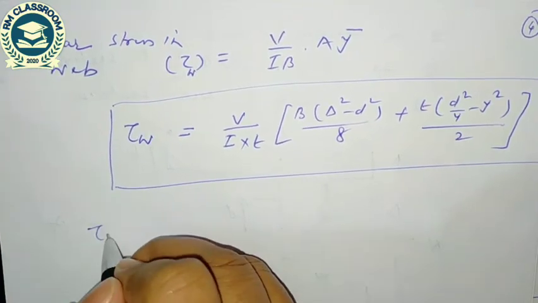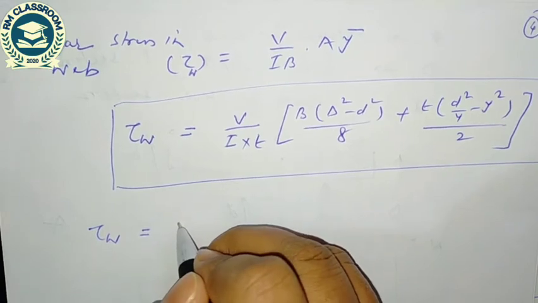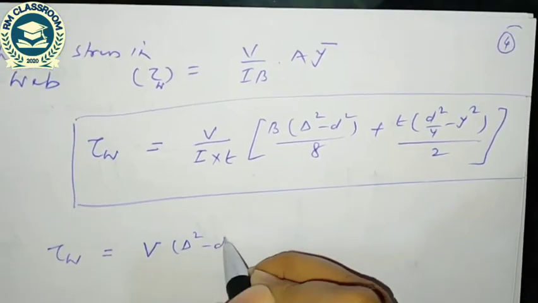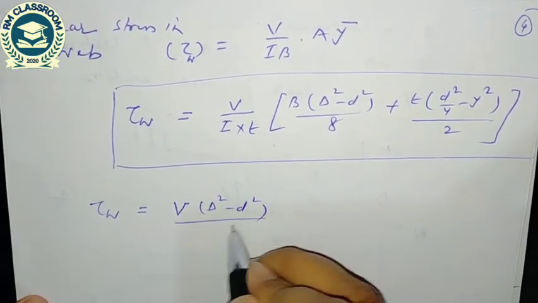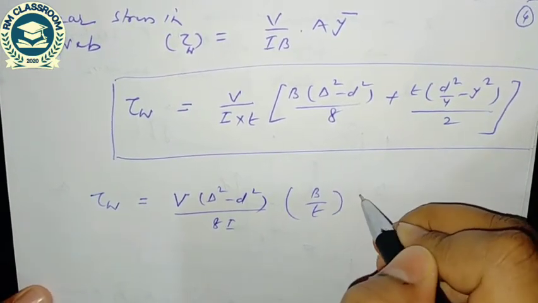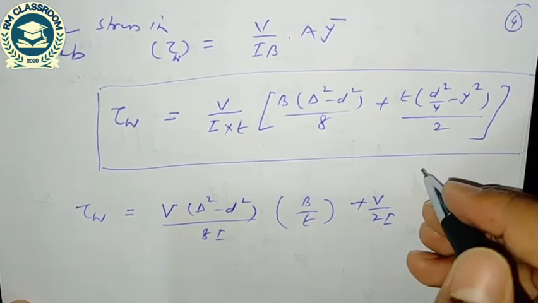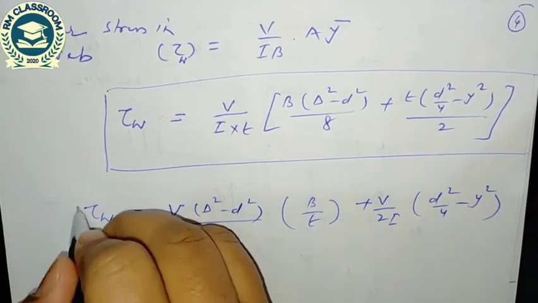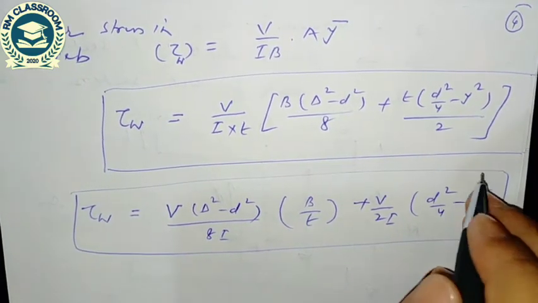We can also write it in a simpler form. So taking V into (D square minus d square) divided by 8I into B by T common, plus V upon 2I, T, T cancel, into (d square by 4 minus Y square). So we can also write it in the simplest form.